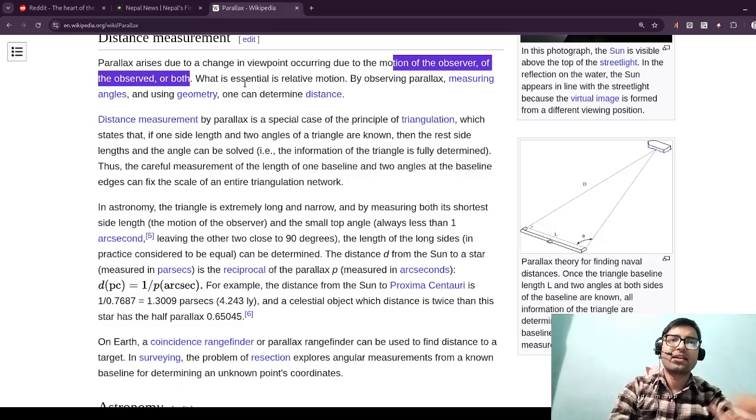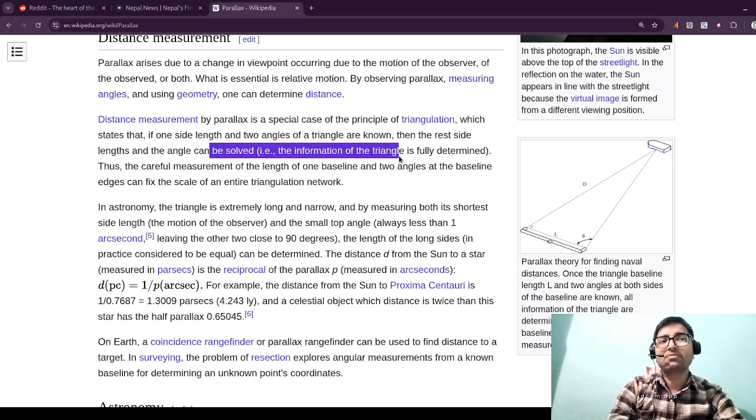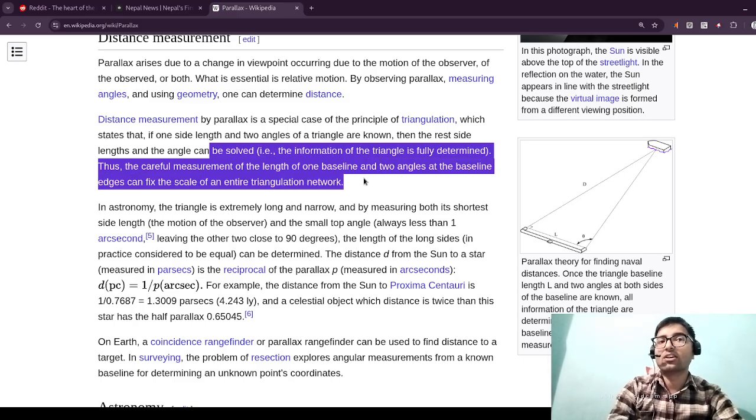Distance measurement by parallax is a special case of the principle of triangulation, which states that if one side length and two angles of a triangle are known, then the rest of the side lengths and angles can be solved. That is, the triangle is fully determined. Thus, careful measurement of the length of the baseline and the two angles at the baseline can fix the scale of the entire triangulation network.